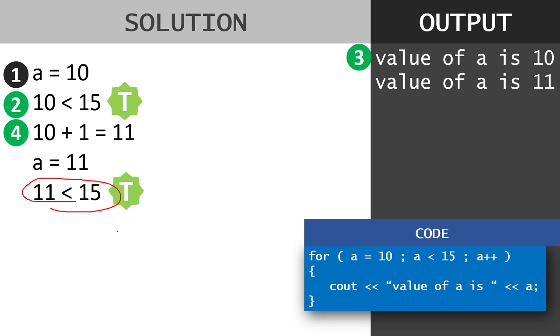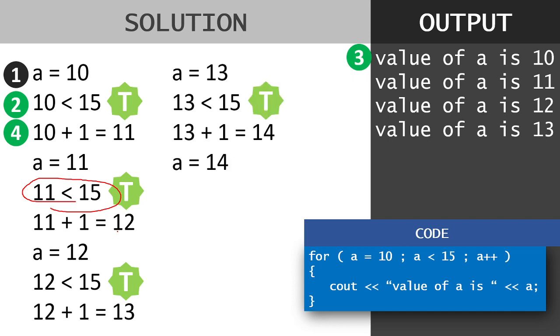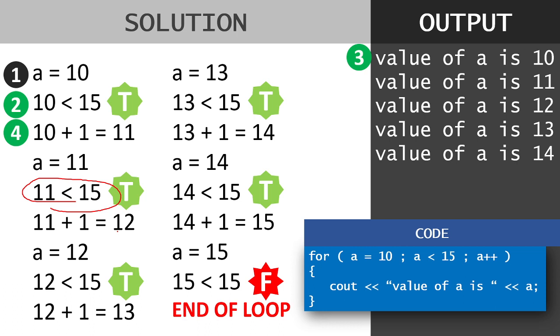Next, na-increment na po si 11. 11 plus 1, 12. So 12 is less than 15. So it's still true. So mugawas na pud ang value of A is 12. Then mag-increment na pud, 13. Still true, gawas. Mag-increment si 13, 14. 14 is less than 15, that's still true. Gawas. And then mag-false na siya diri because 15 is not less than 15. So pag false siya, mag-end ang loop. Okay? After the end of the loop, return 0, which basically means that our program ended.